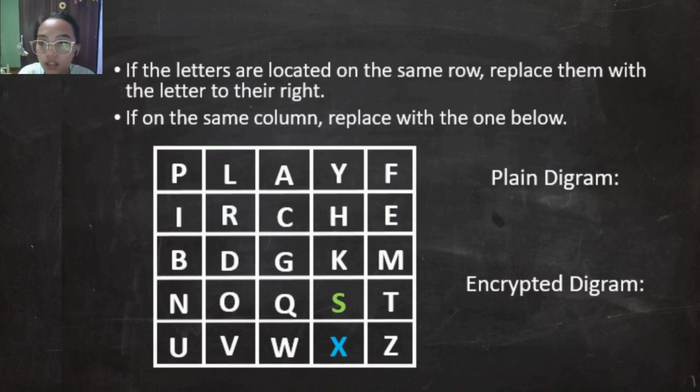And here, if the letters are located on the same row, replace them with the letter to the right. If on the same column, replace with the one below. So here we have a plain digraph of SX, and notice that S and X are on the same column, right there. So you would replace it with the one below. S becomes X, as so.